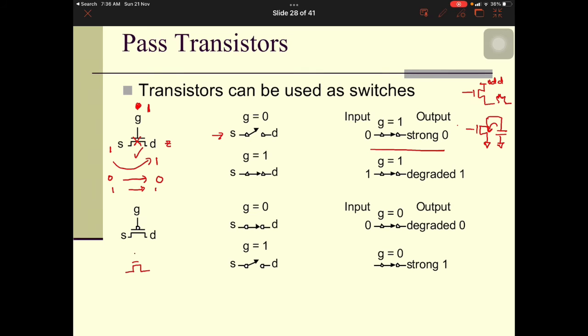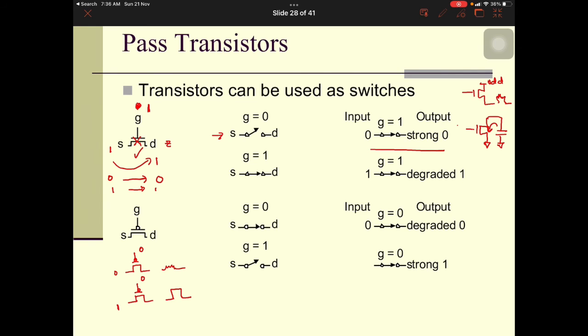If it's a PMOS, it will act in reverse. In order to turn on the PMOS, you will put in a 0 at the gate. So if you pass a 0 through a PMOS, the 0 will not be perfect. The 0 will be degraded. But if you put in a 1 over here and the transistor is on, the 1 will be a good signal.